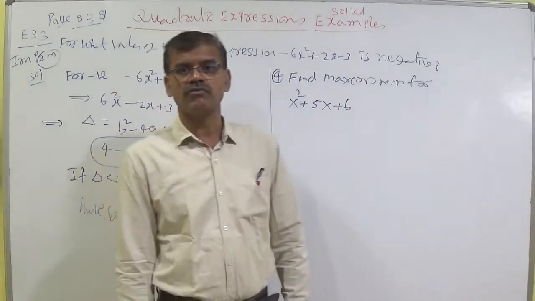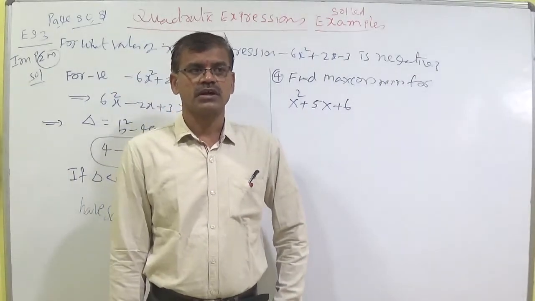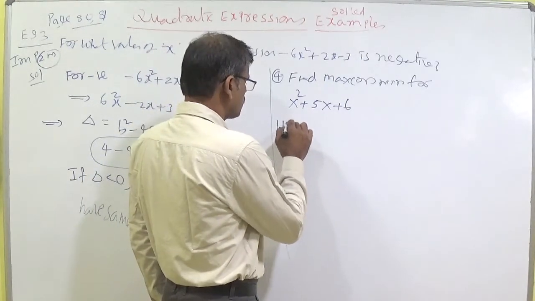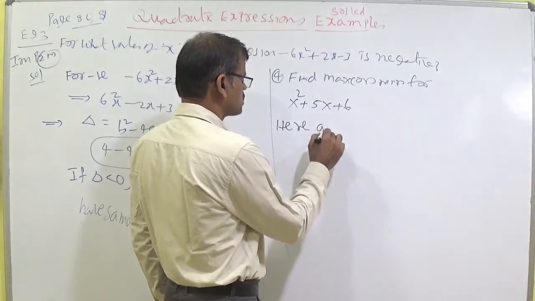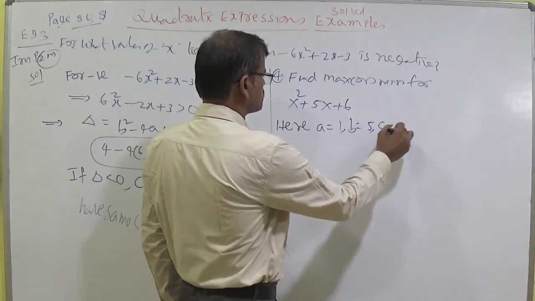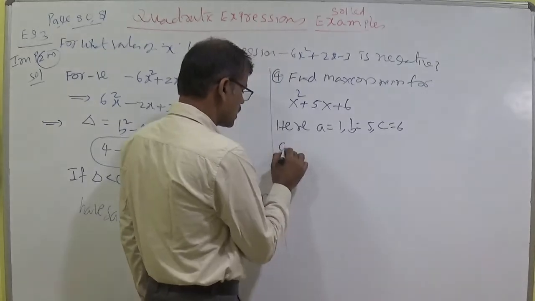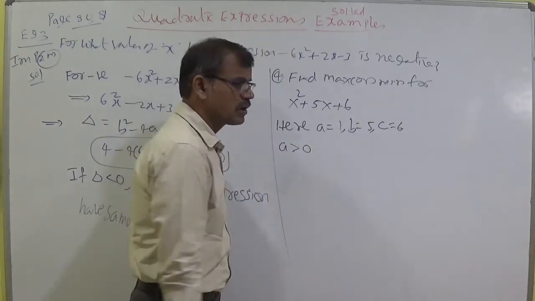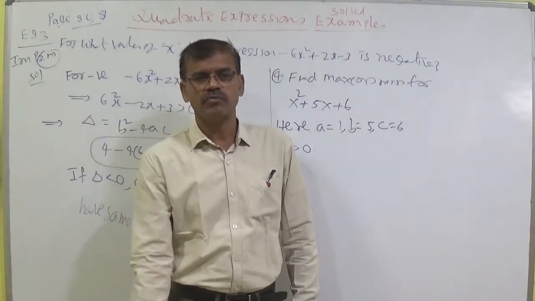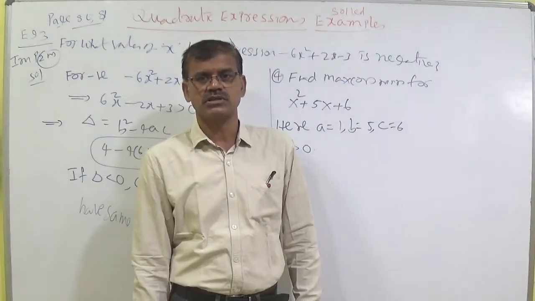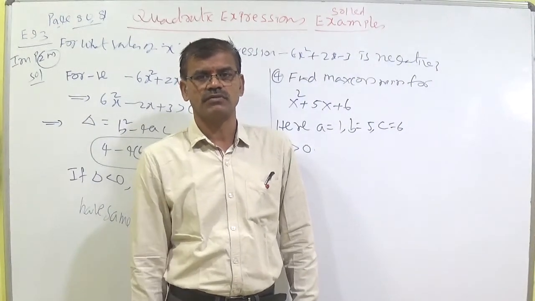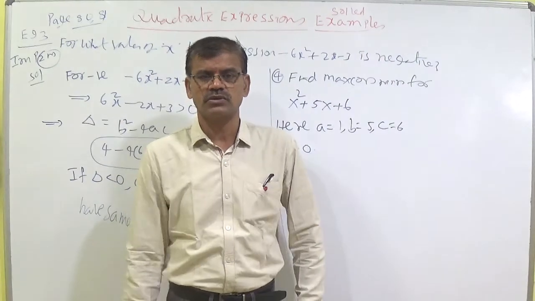Depending upon the coefficient of x square, we can conclude whether the function is maximum or minimum. Here you can write this is of the form ax square plus bx plus c, where a is equal to 1, b is equal to 5 and c is equal to 6. a is greater than 0. Whenever a is greater than 0, the function is minimum, because we have already discussed the proof. For ax square plus bx plus c, to find whether the function is min or max, we should calculate the first derivative: 2ax plus b equal to 0, x is equal to minus b by 2a.